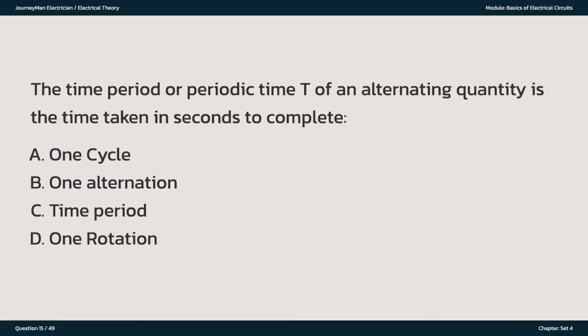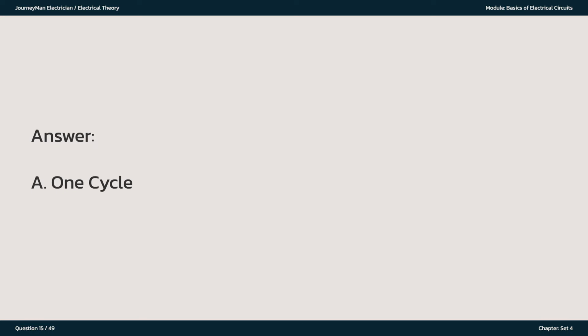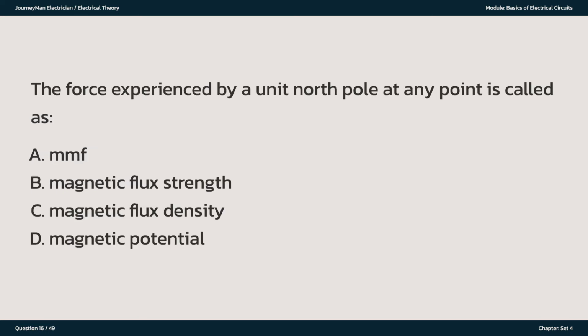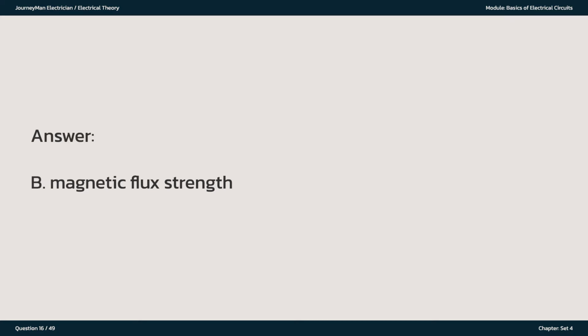The time period or periodic time t of an alternating quantity is the time taken in seconds to complete A. 1 cycle, B. 1 alternation, C. Time period, D. 1 rotation. The answer is A. 1 cycle. The force experienced by a unit north pole at any point is called as A. MMF, B. Magnetic flux strength, C. Magnetic flux density, D. Magnetic potential. The answer is B. Magnetic flux strength.